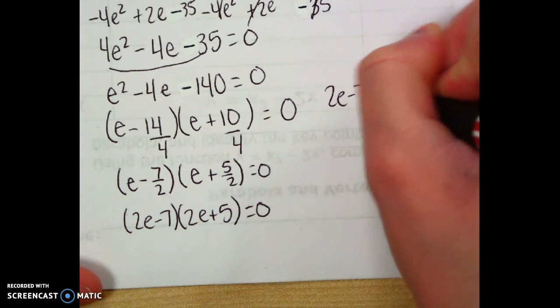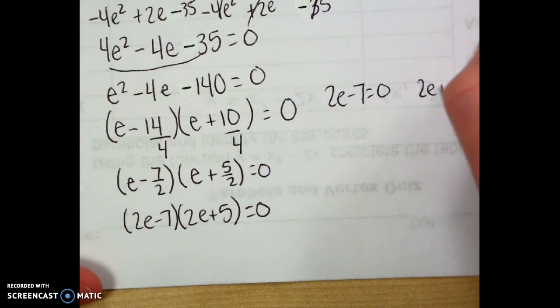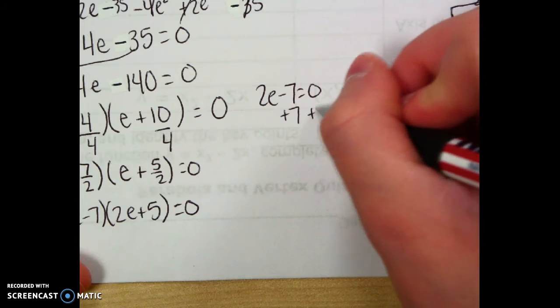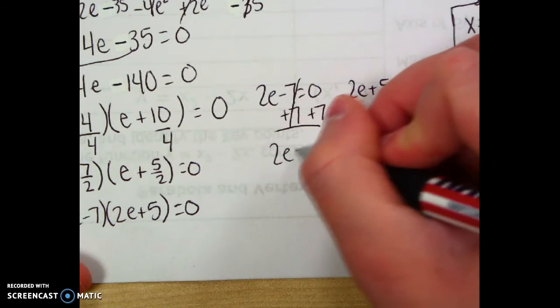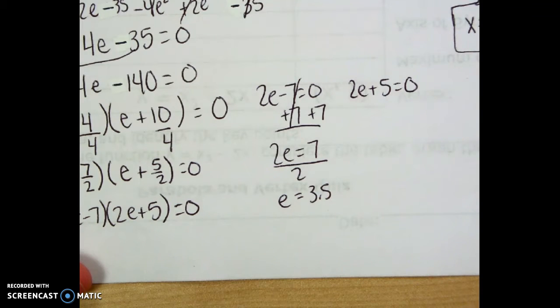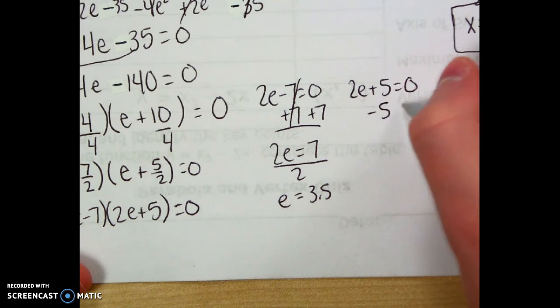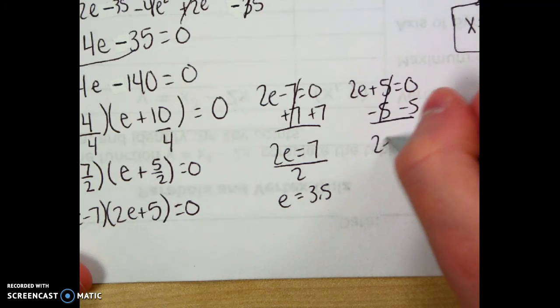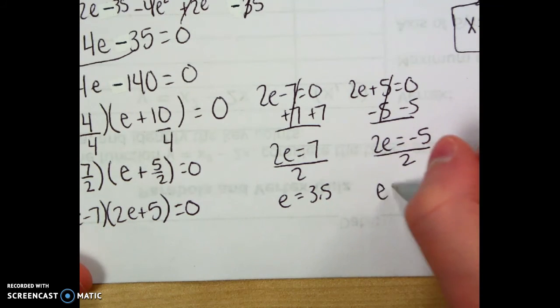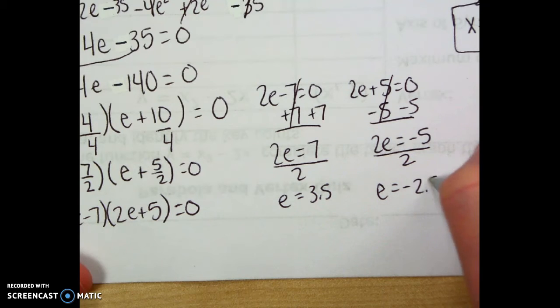2e minus 7 equals 0. 2e plus 5 equals 0. Add 7. Divide by 2, e equals 3.5. Subtract 5. 2e equals negative 5. Divide by 2, e equals negative 2.5.